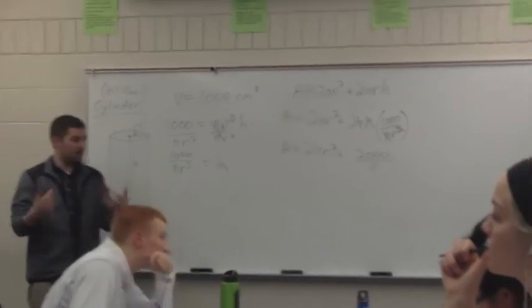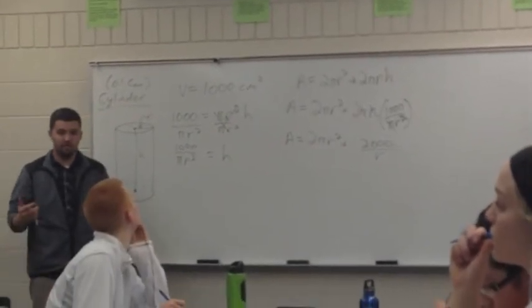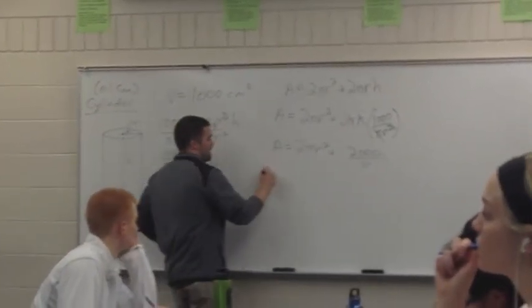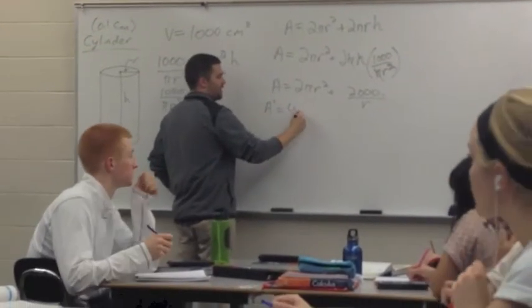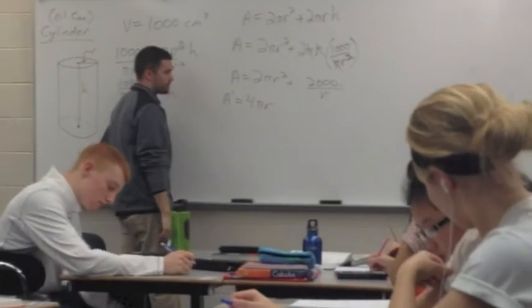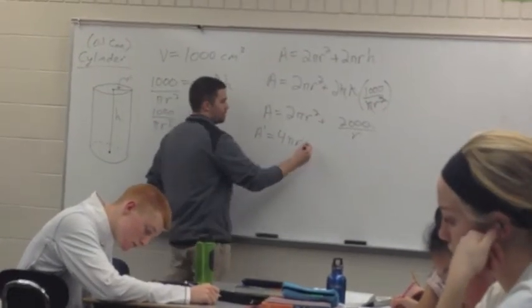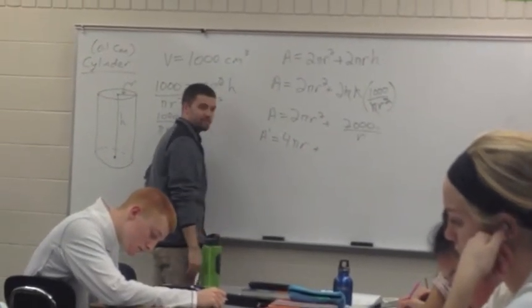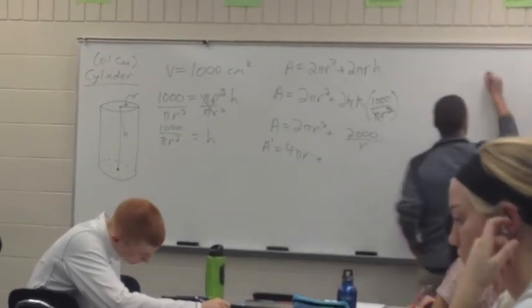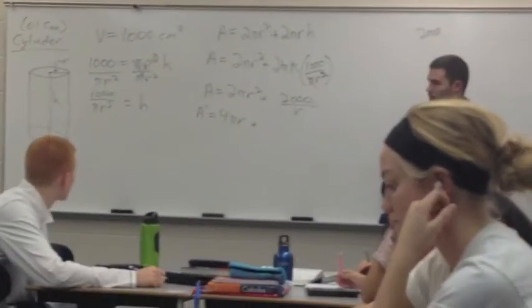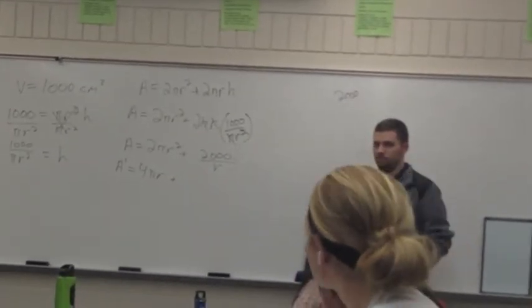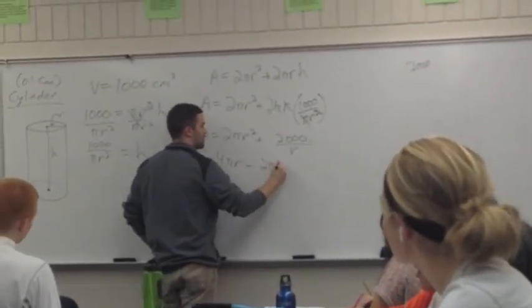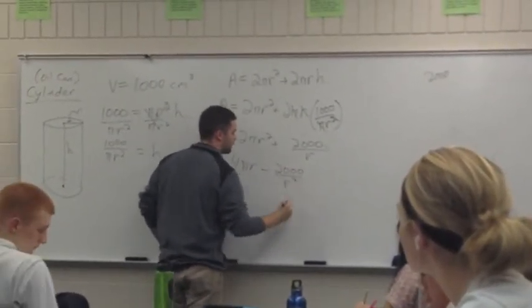Take the derivative, right? We want to minimize the area, so we want to find the minimum of this graph, so I'm going to find A prime. A prime equals, let's see, 4 pi r plus, what is this going to be? Negative 2. Are we okay with why? We did this earlier. Okay, so minus 2,000 over r squared.